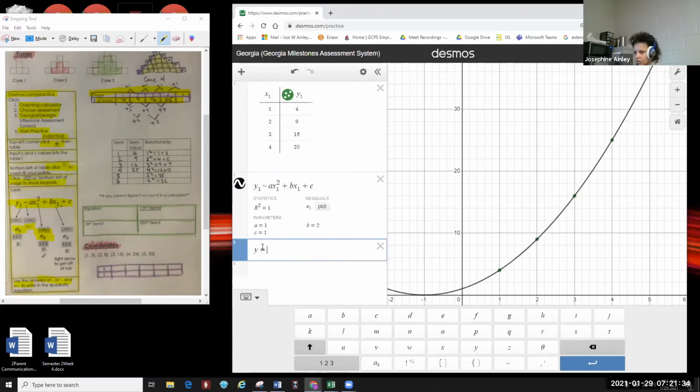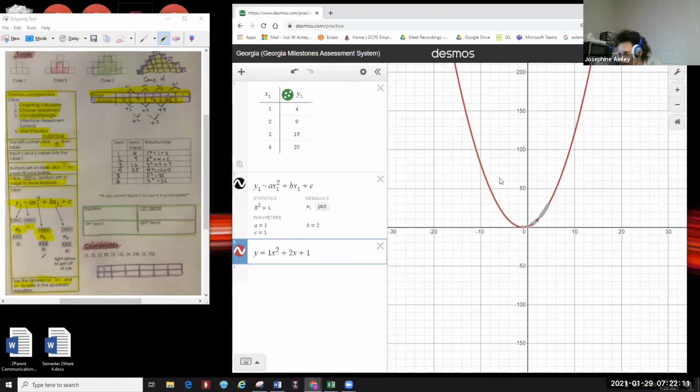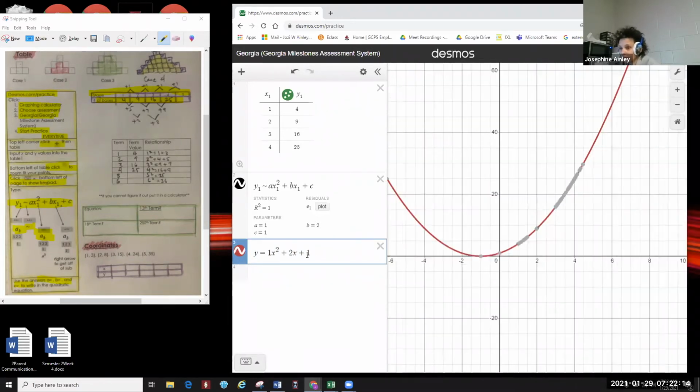Once you have your quadratic equation, you can type it in. Remember, it goes Y equals AX squared plus BX plus C. So A is 1, X, shift 6 for the squared. I'm just typing it in with the numbers, where A is 1, B is 2, C is 1. So that plus B is 2X, and then plus C is just 1. So this is my quadratic equation. I can get from a table to a quadratic equation, and you can see it fits perfectly on those points. So that's my quadratic equation.